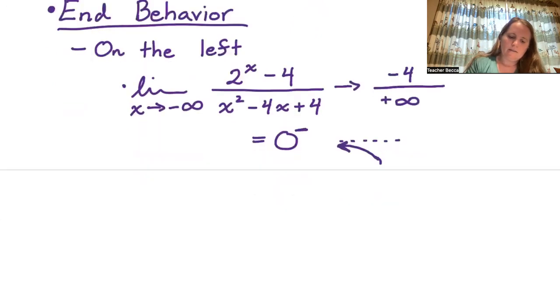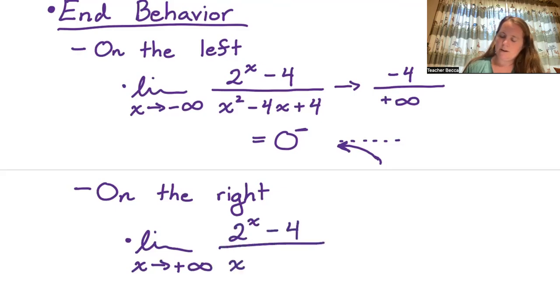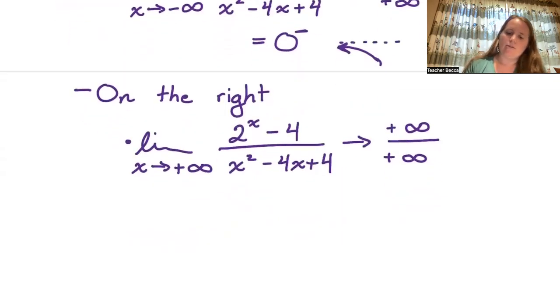On the right, we're looking at the limit as x approaches positive infinity of (2^x - 4)/(x^2 - 4x + 4). So going to the right, 2^x - 4 blows up to positive infinity. x^2 - 4x + 4 blows up to positive infinity. So here we have an infinity over infinity case. This means that we can use L'Hopital's rule.